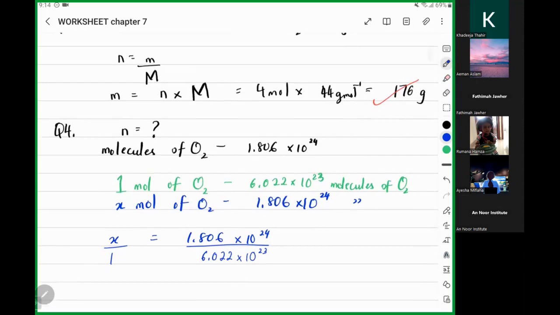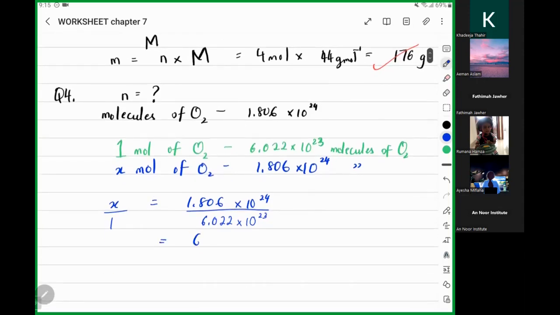So if you divide, you will get 6 more. No, 3 more. Okay, approximately. Did you all get this?